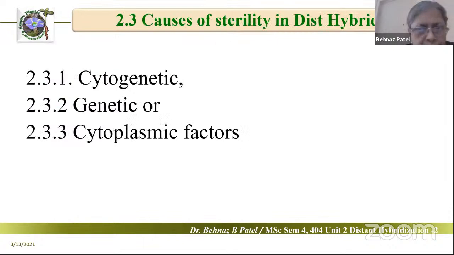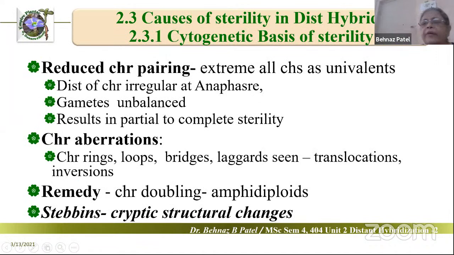Now, the sterility could be because of a cytogenetic factor, or it could also be because of a genetic factor, or it could be a cytoplasmic factor. When we think of the cytogenetic factor, it's obviously going to be what we have done earlier, that is, there would be a reduction in chromosome pairing.